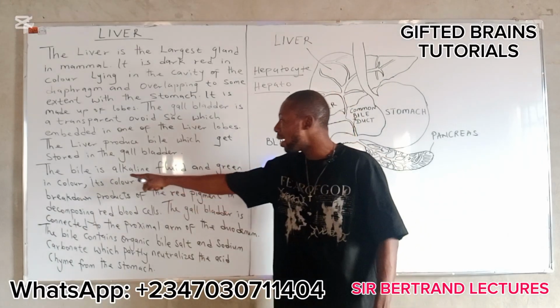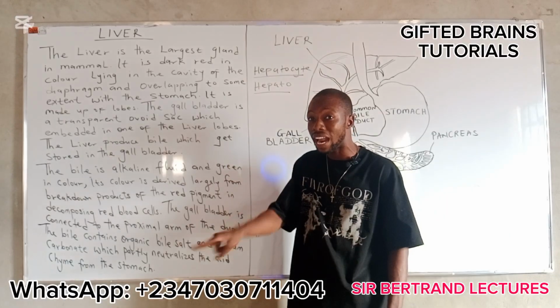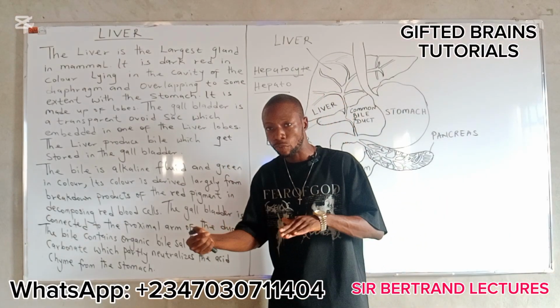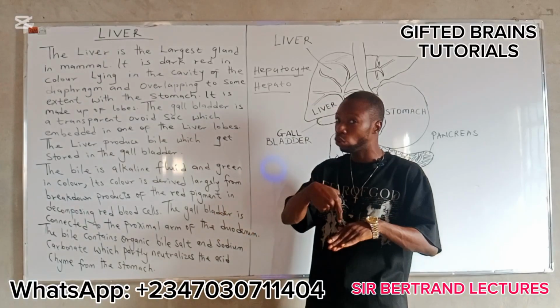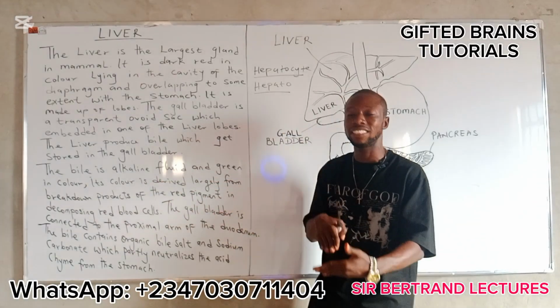Take note, the bile is highly alkaline in nature. That means it is going to neutralize the acid of chyme coming from the stomach to enter into the duodenum. So the function of the bile here is to neutralize the acidic chyme.